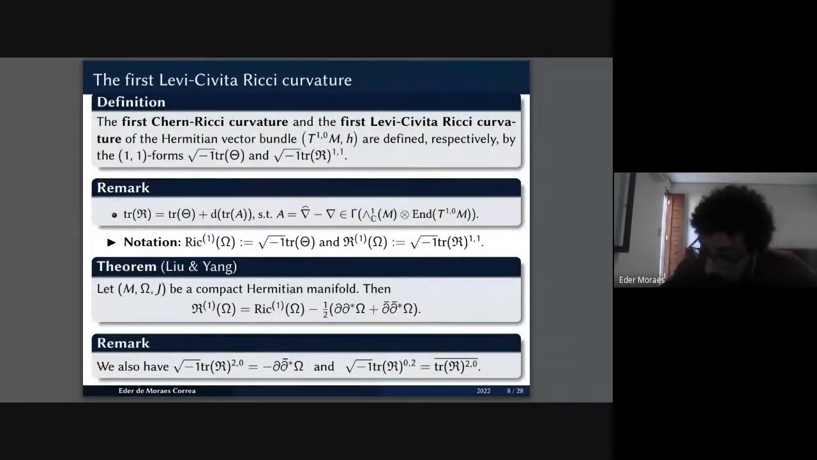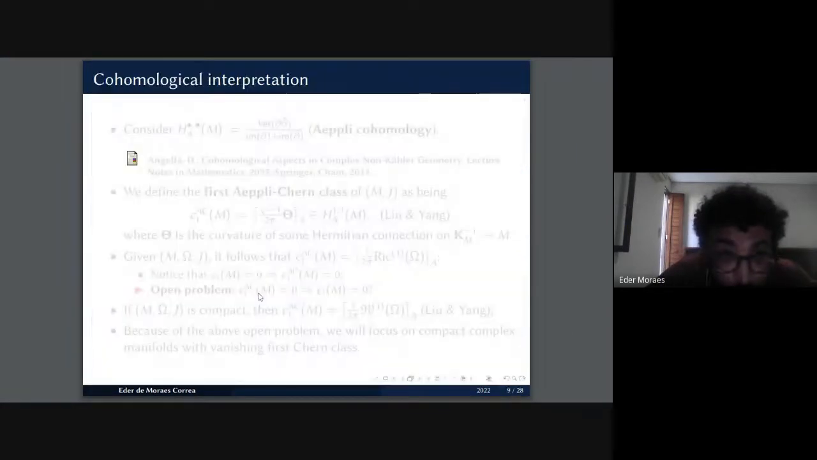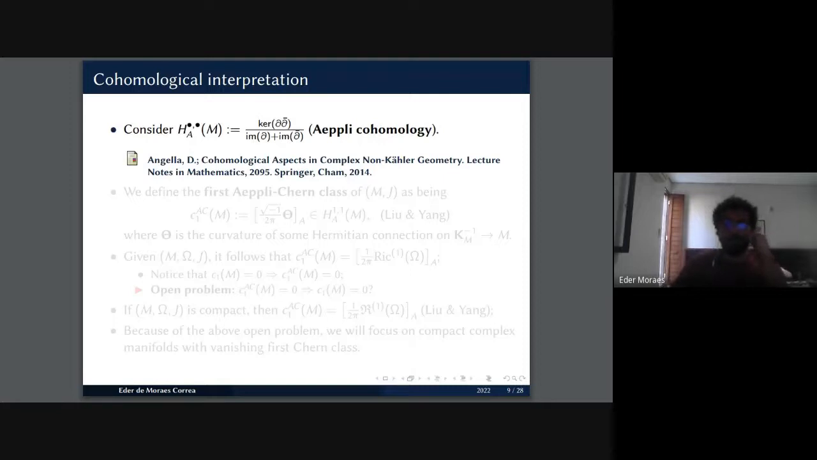So now let me talk about this: this result also allows us to give a cohomological interpretation for this curvature, which I'm going to talk about right now. In order to talk about the cohomological interpretation, I will introduce the cohomology group to be used to understand what the cohomological interpretation is. It's the Aeppli cohomology group. Here I have included a reference for more results related to cohomological aspects in complex non-Kähler geometry. You have more details in this reference.